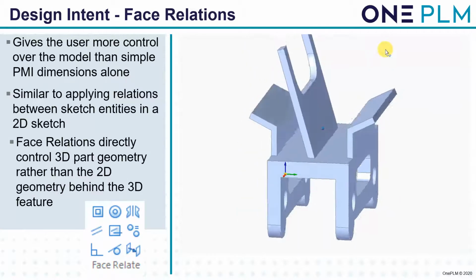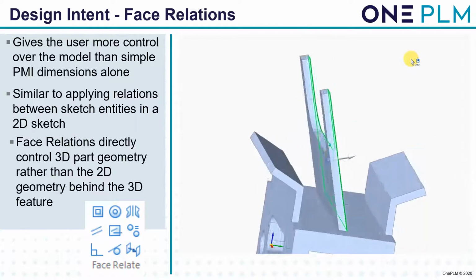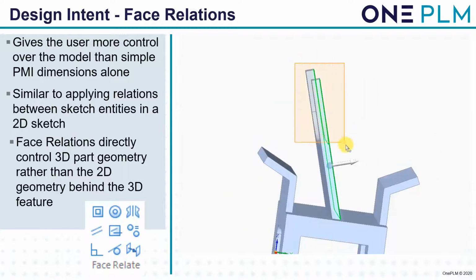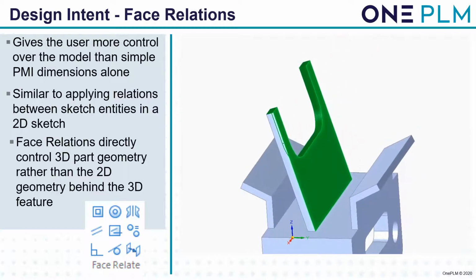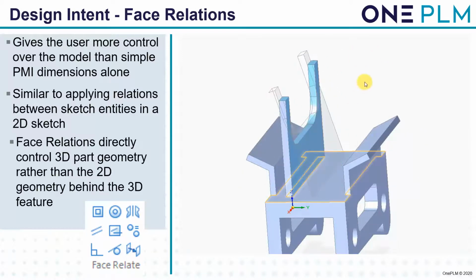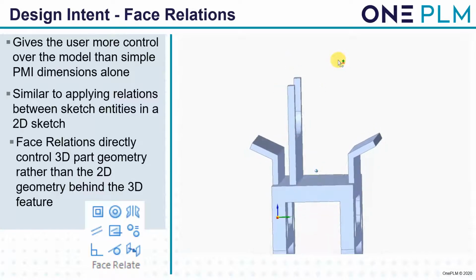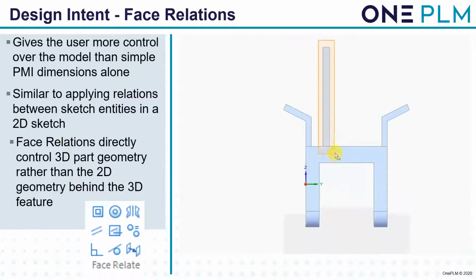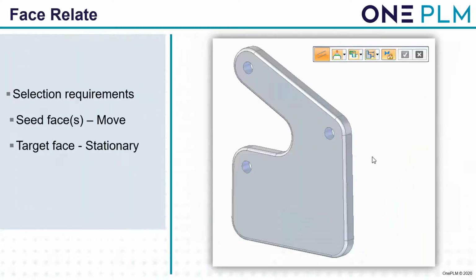Okay, so let's look at design intent, the face relationships we can create. This gives the user more control over the model than simple PMI dimensions alone, similar to applying relations between sketch entities in a 2D sketch. Face relationships directly control the 3D part geometry rather than just the 2D geometry behind the 3D feature. So we can apply lots of different types of relationships, and we'll go through those over the next few slides.